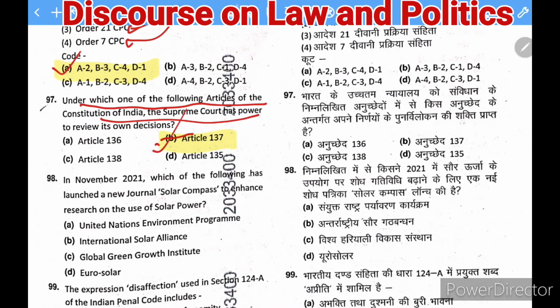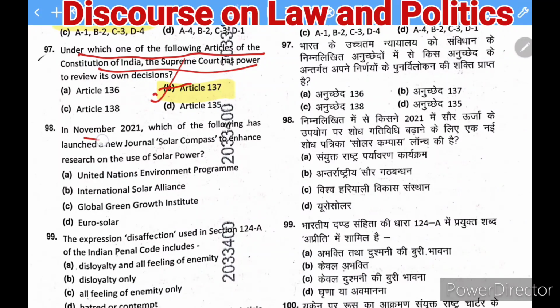Okay. Next question is here. In November 2021, which of the following launched a new journal, Solar Compass, to enhance research on the use of solar power? The options given here: United Nations Environment Program, it is not. International Solar Alliance, yes, it is the correct answer. Okay, so this is the correct answer here.